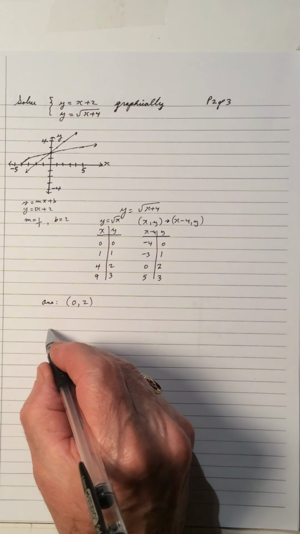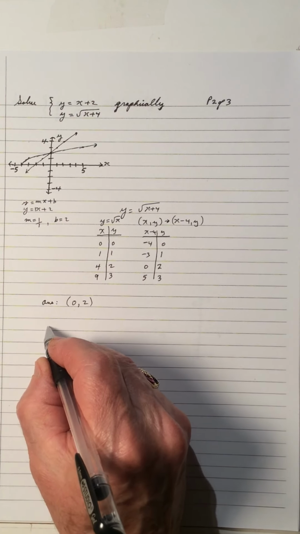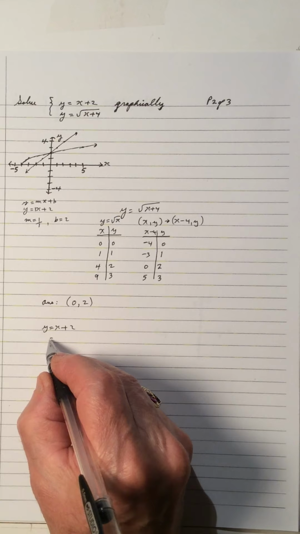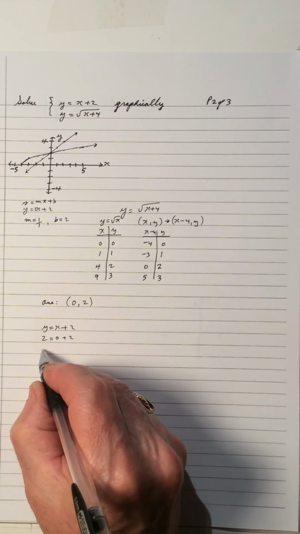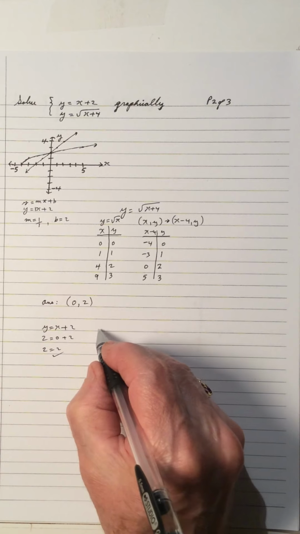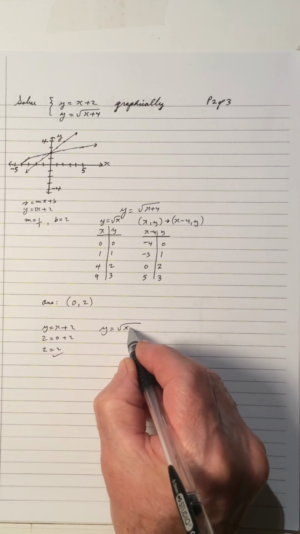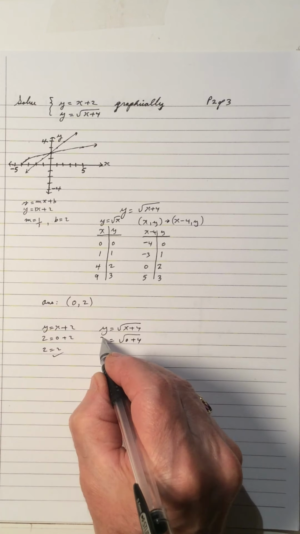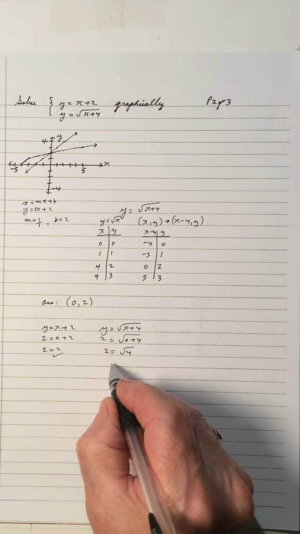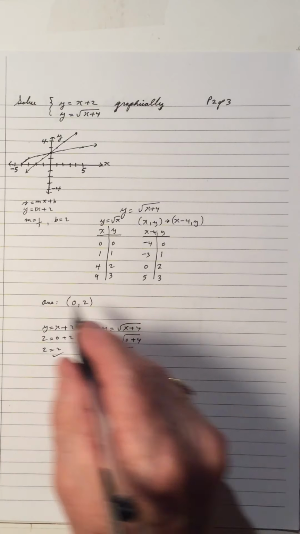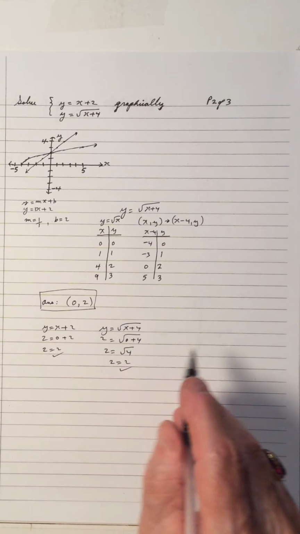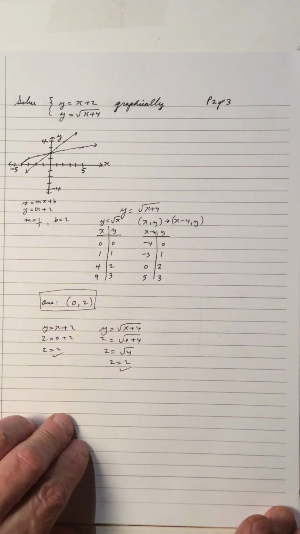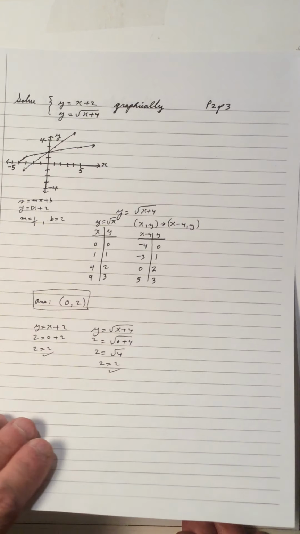When x is 0, and we check, we take the equation y equals x plus 2. When x is 0, y is 2, so 2 equals 2 is okay. And we check the other equation. When x is 0, y is 2, and 2 equals the square root of 4, so 2 equals 2, and that's okay. So the solution is x is 0 and y is 2. Notice it has one solution here. Okay, so I'll keep that in mind.